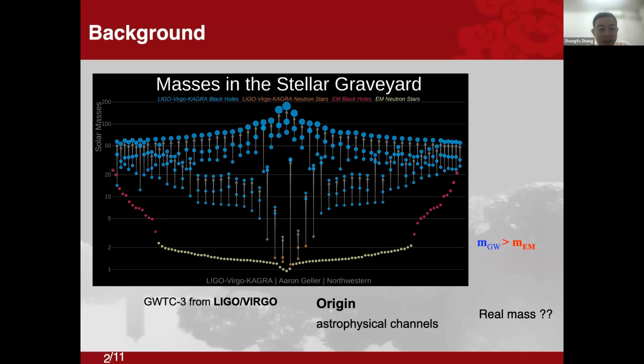LIGO-Virgo have detected around 100 compact binaries. Most of the binary black hole masses are larger than those detected by X-ray binaries with EM counterparts. Many astrophysical channels can produce such a large mass of binary black hole in theory. Here I introduce a possibility that the mass detected by gravitational waves is apparently large, not really large.